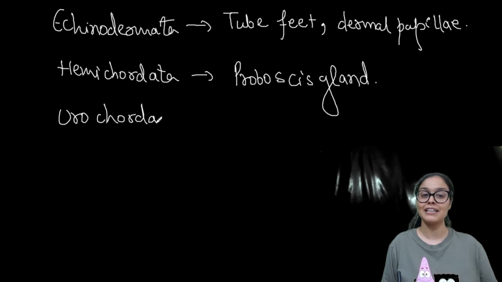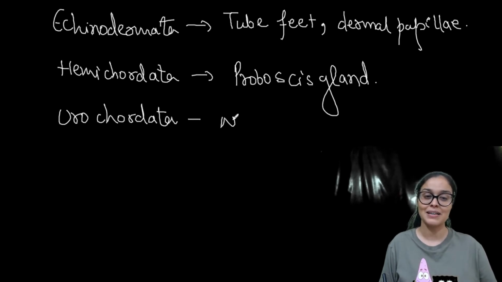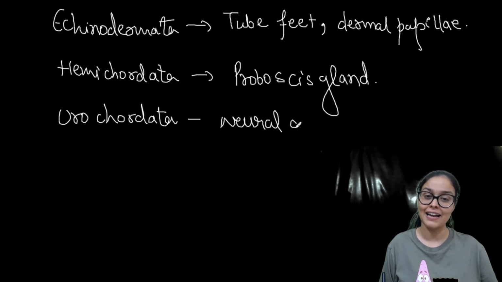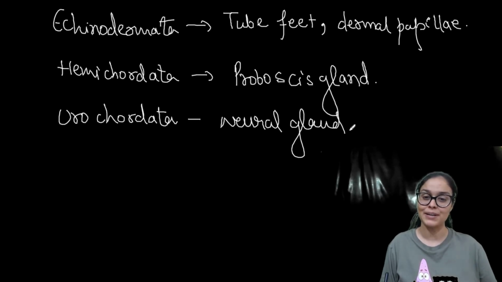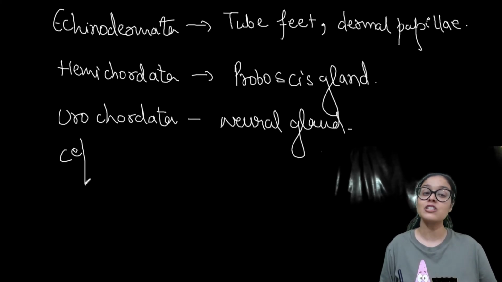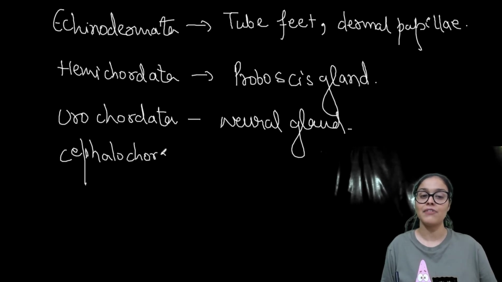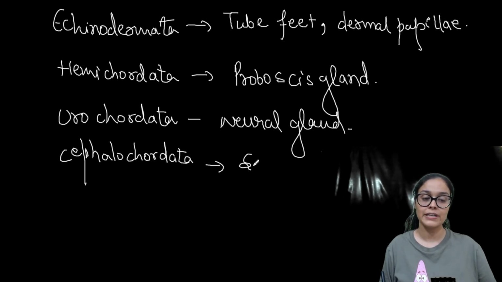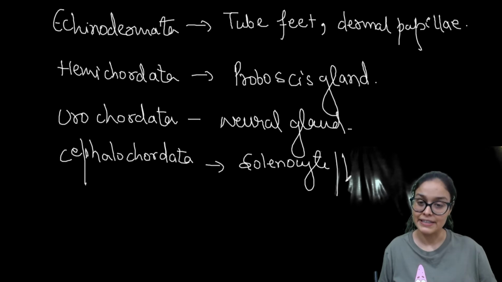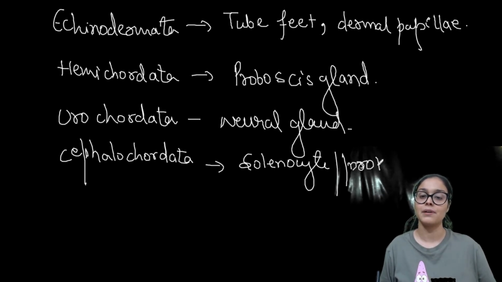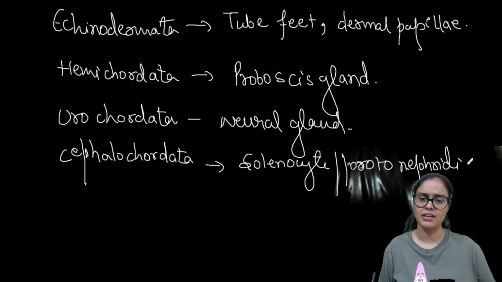Urochordata, I'm pretty sure you have heard about this term, have the neural gland for excretion. When we talk about Cephalochordata, so simple. Cephalochordata have solenocytes or Protonephridia, that you have to remember. Protonephridia, that we have done also, right?